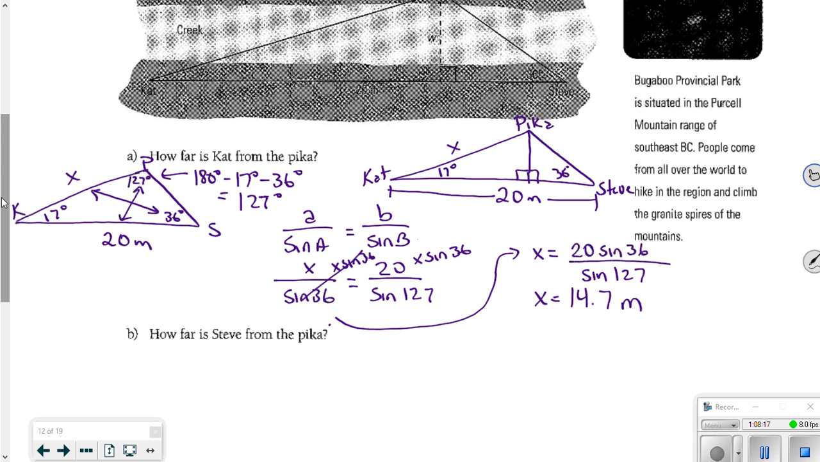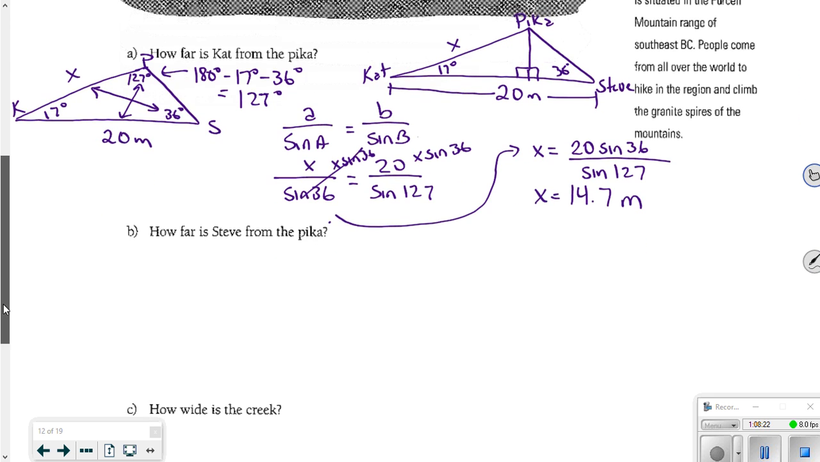The next part says how far is Steve from the pika? The Steve side of my triangle is this side. So I know my 20 meters. I know my 127 degrees because I already solved for it, so that's going to be my pair I know. And the angle across from the Steve side is going to be that 17 degrees from my original. So I'm going to do the exact same thing. I'm going to call this side x. And I'm going to do the exact same thing to solve for Steve's side of the triangle.